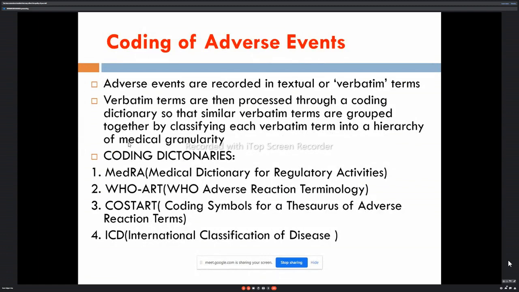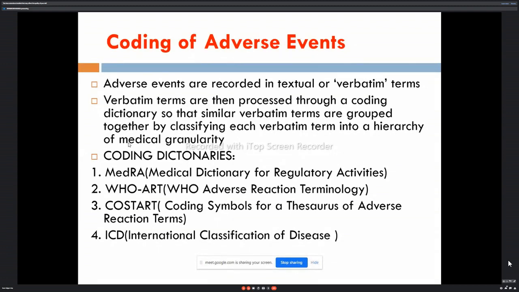Then the most important thing for adverse events, clinical events, or medical history is coding. Because we always collect the adverse event as a verbatim, a short name, a local verbatim name. But when we have a verbatim name, we need to create a standardized dictionary derived terminology. We used to have different types of dictionaries, but now CDISC officially recognizes the MedDRA dictionary. We are using only the MedDRA dictionary. So whatever verbatim names, AE term or MH term or CE term we collected, we need to process through a coding dictionary so that similar verbatim names get grouped together by classifying each verbatim term into a hierarchy of medical granularity.